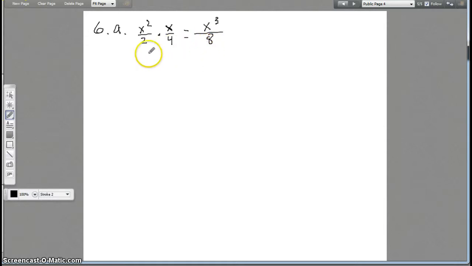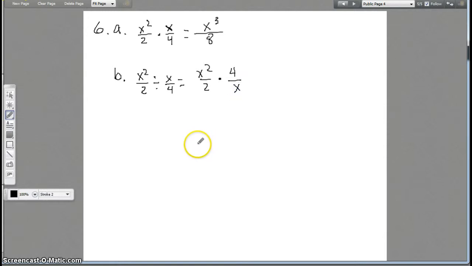Now we look at part B. Part B takes those same two fractions, only we're dividing them. So we have x squared over 2 divided by x over 4. So when we're dividing, we copy the first fraction, x squared over 2, change the divided to a times, and we take the reciprocal of the second fraction, which is just flipping it over.